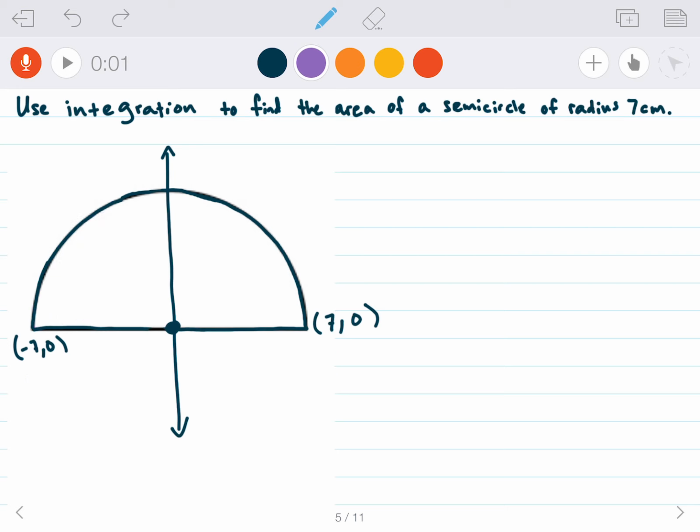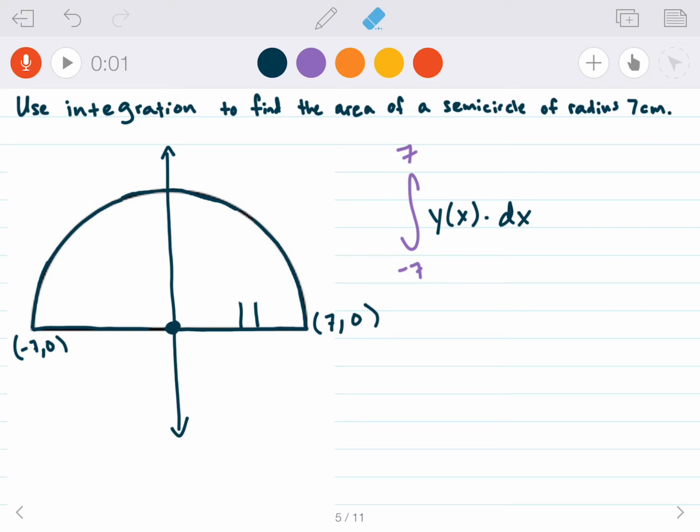So let's set up our integral like that. We're going from negative 7 to 7. And we're integrating with respect to the x-axis, so the width of our rectangles is going to be dx. Then the height of our rectangles, we can just say that the height is y, but remember we want it in terms of x. So how do we get the height at any point in terms of x?